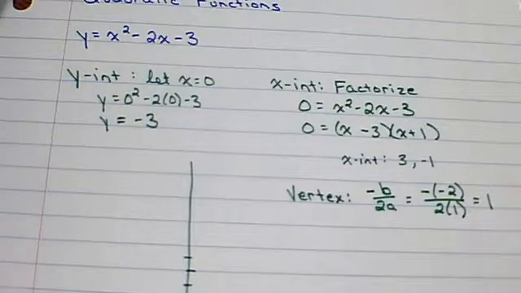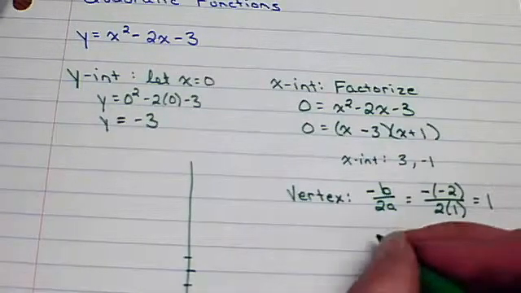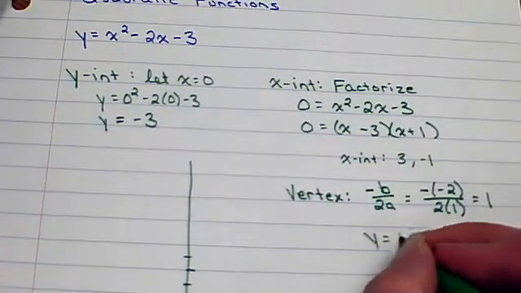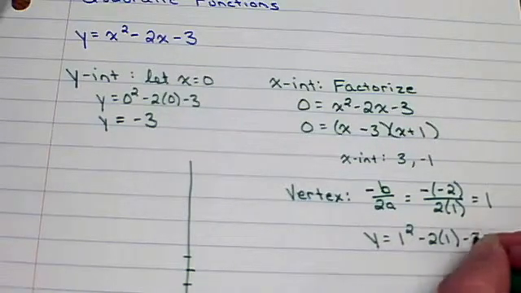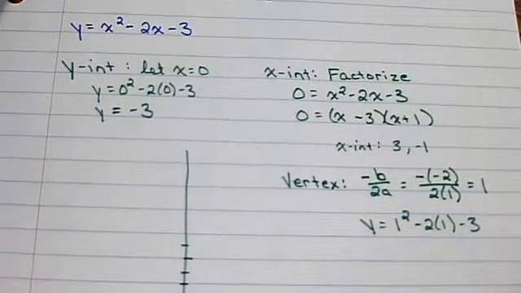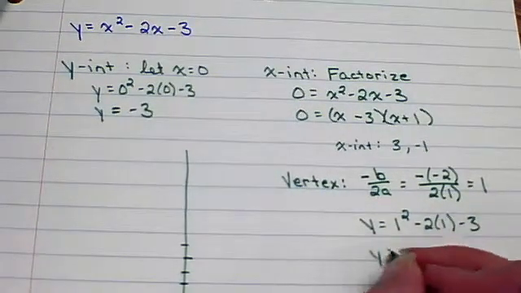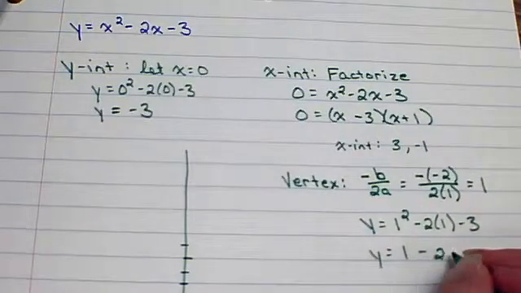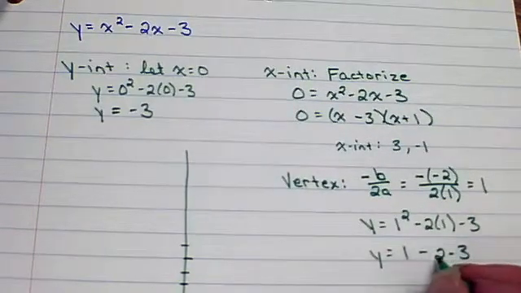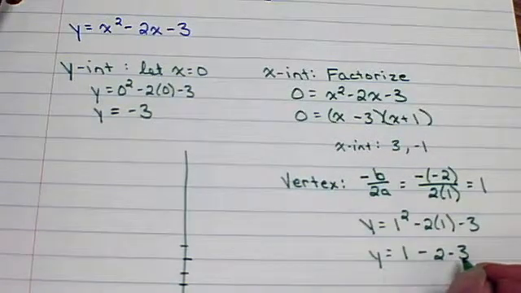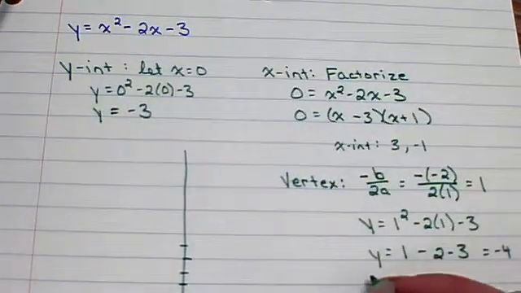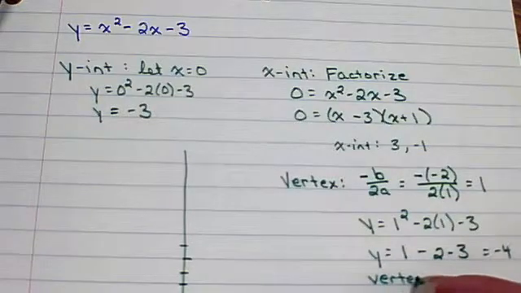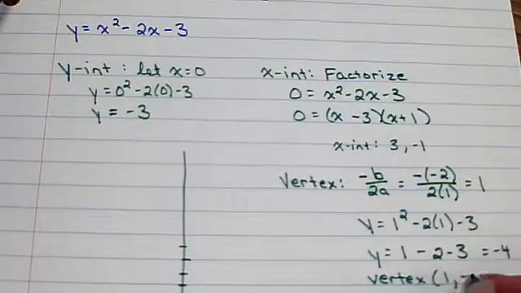Now all we have to do is plug that in to find the y value that goes with it. So that would be 1 squared minus 2 times 1 minus 3. And you'll notice I show when I plug into things. IB really likes you to do that. So 1 minus 2, that's negative 1, minus 3, that's going to be a negative 4. So my vertex is at 1, negative 4.